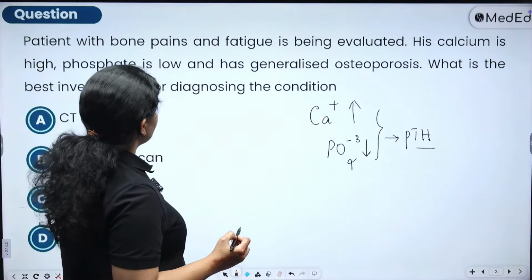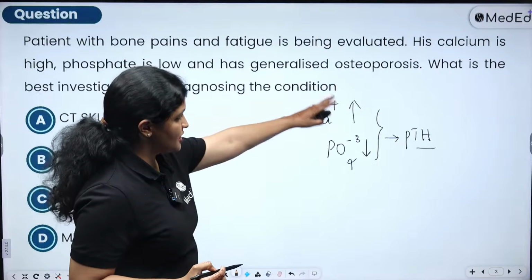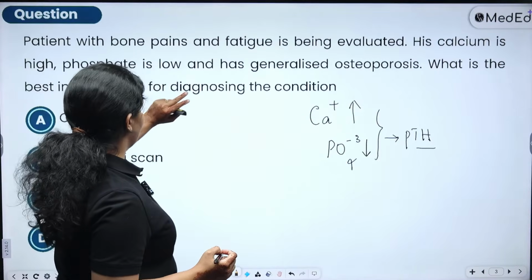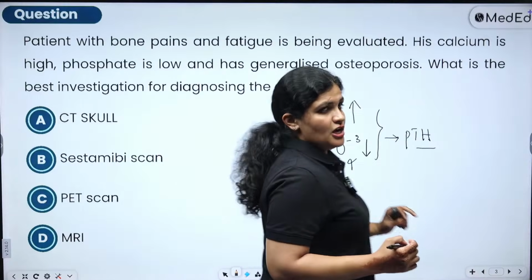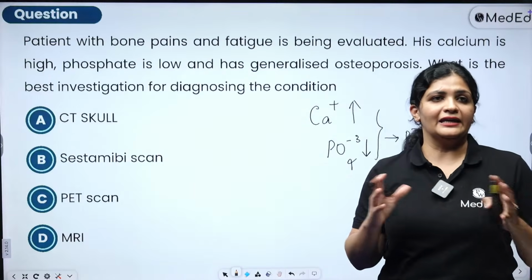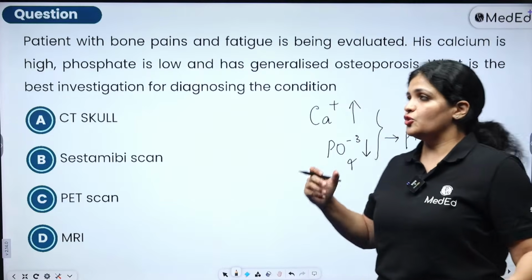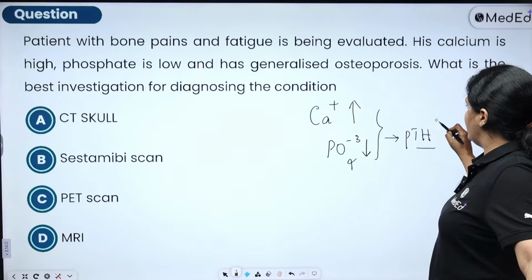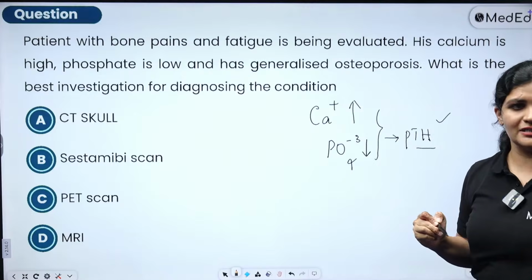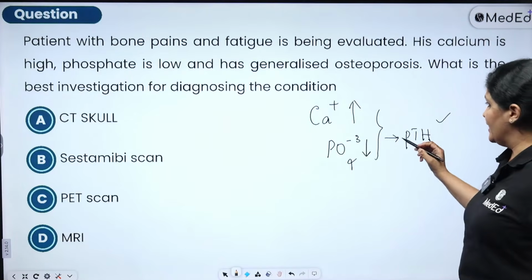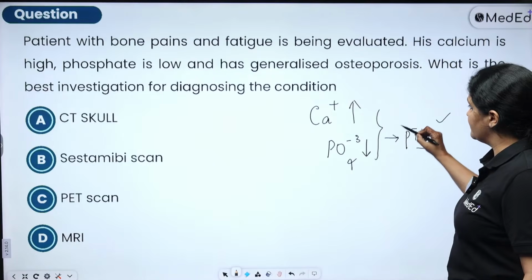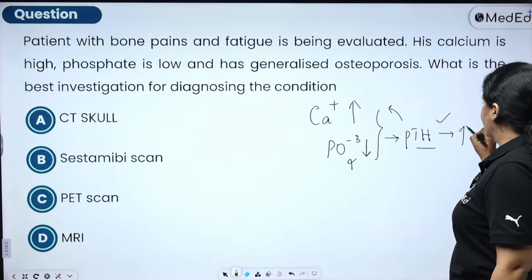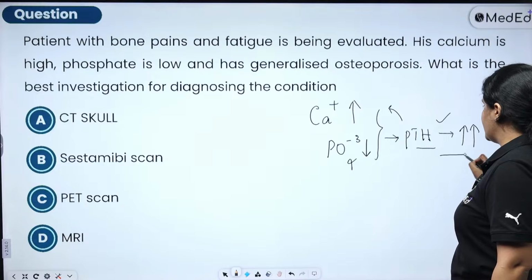Now the patient is also having generalized osteoporosis, so that is also taking you to the PTH. What is the best investigation for diagnosing the condition? This is again an integration with the surgical side. Usually we don't deal with this investigation of choice, but here we are very much interested in knowing what is happening to the PTH. Whenever they say there is an increase in calcium and decrease in phosphate, that means this is a condition where there are high levels of PTH.